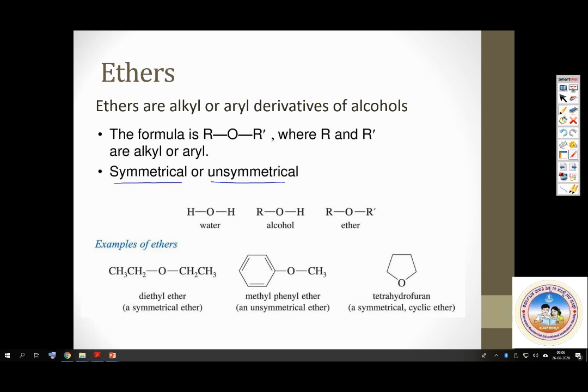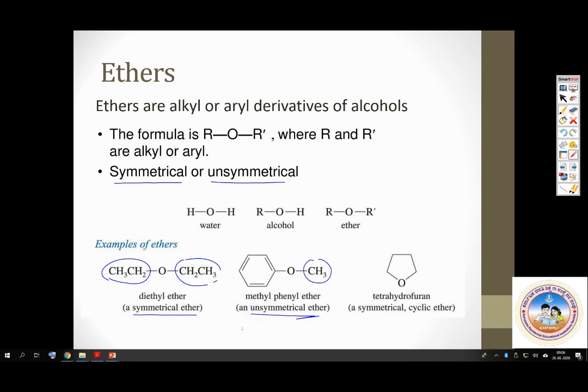Okay. As you can check here, look at the examples. In the first example, there is ethyl group on both sides. Ethyl and ethyl. Both are same. Therefore, this becomes a symmetrical ether. Okay. And look at the next example. In the next example, you have benzene ring on one side and alkyl group on the other side. They are different. Hence, it's an unsymmetrical ether.